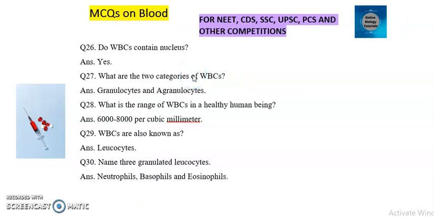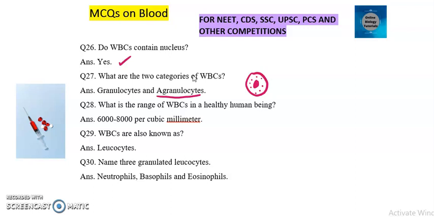Do WBCs contain nucleus? The answer is yes. What are the two categories of WBCs? They could be granulocyte or agranulocyte. Suppose this is the WBC and this is its nucleus. If granules are there in the cytoplasm, then the WBC will fall in the category of granulocyte. And if there are no such granules, then we write the term agranulocyte. In biology, whenever we add A in the beginning, it means absent. So when granules are absent, we write agranulocyte.